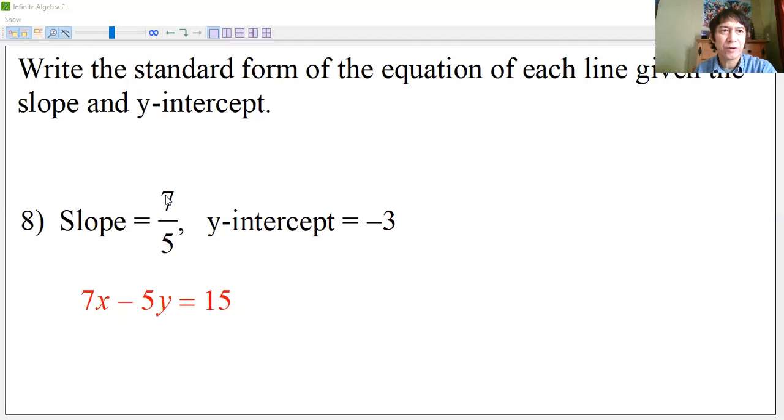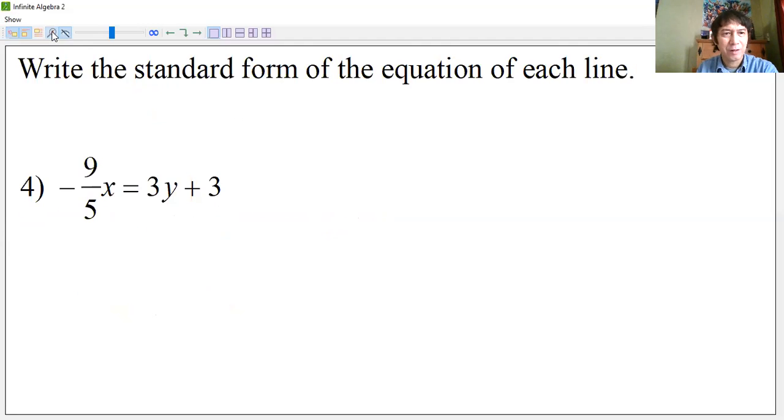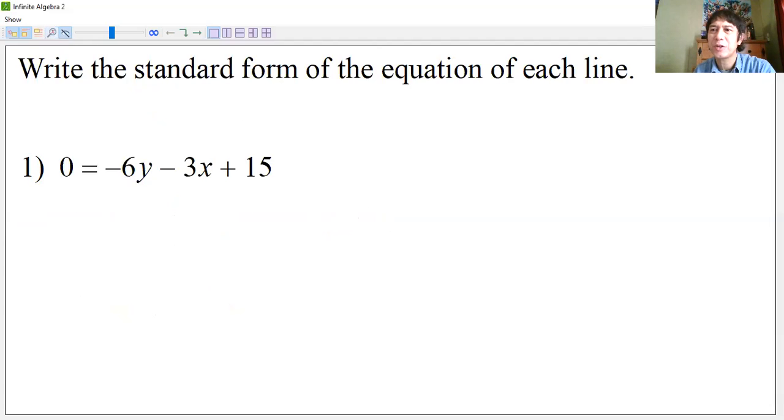We shall start with the first number. We're here at number 8. Okay, here is the first number. Write the standard form of the equation of each line. Okay, here's the first example. Number 1 is 0 equals negative 6y minus 3x plus 15. We're going to write this in standard form. All right, we shall do this in the other screen, in the whiteboard.